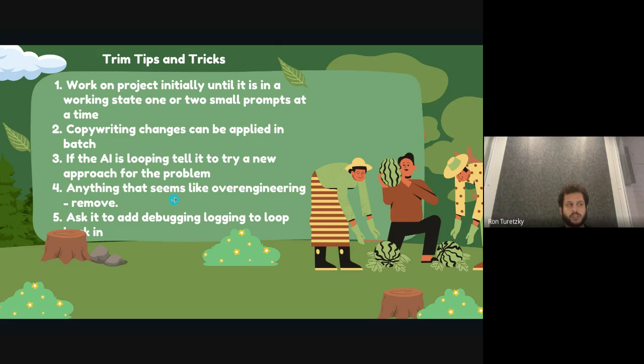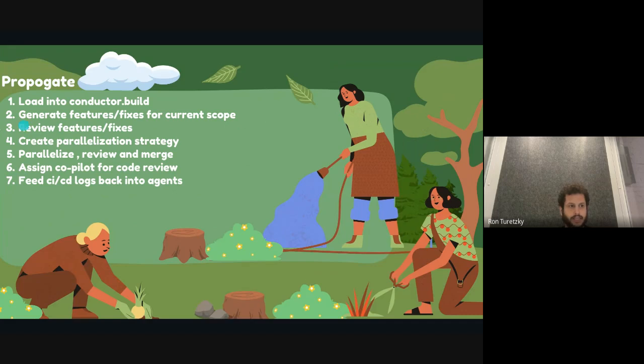Anything that seems like it's over-engineering or it's like too much, get rid of it. And yeah, ask it to add debugging logging to loop back into itself if you don't understand what the error is. Okay, now we're going to take a look at propagation.